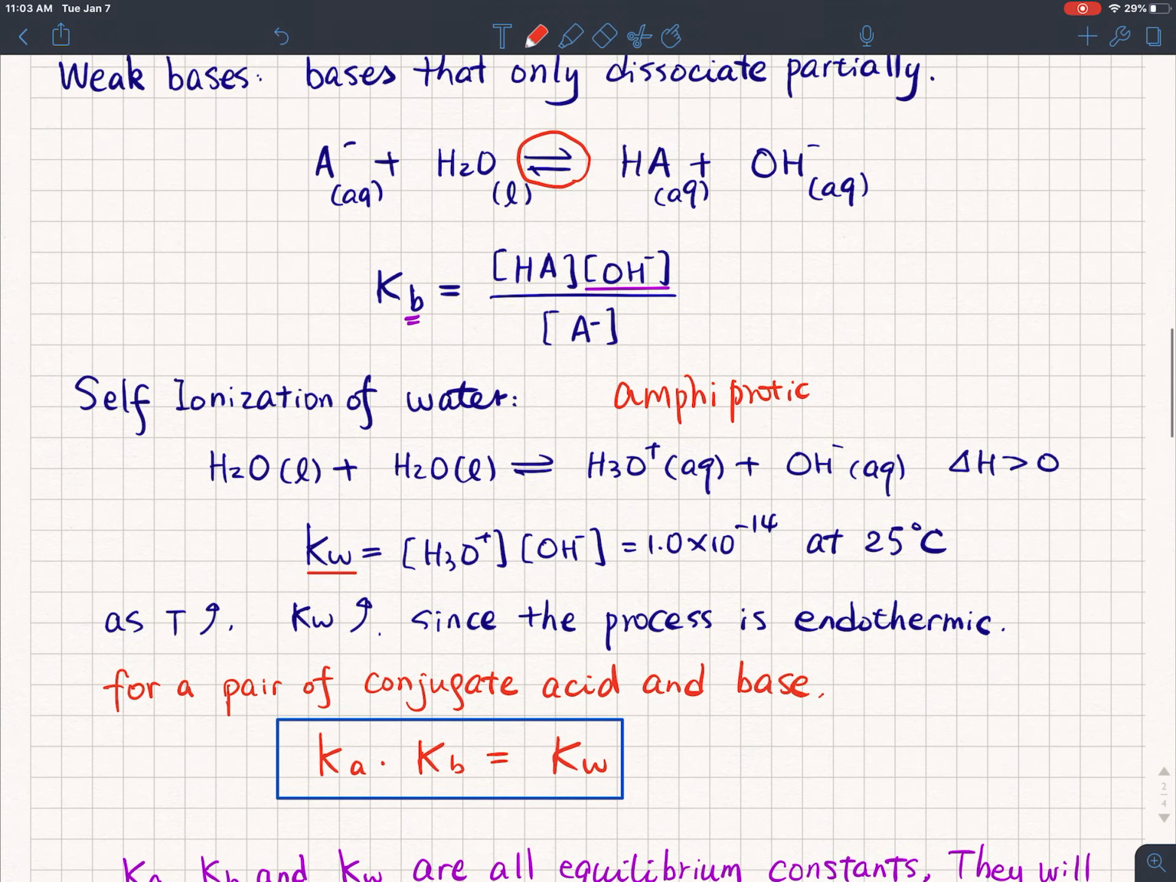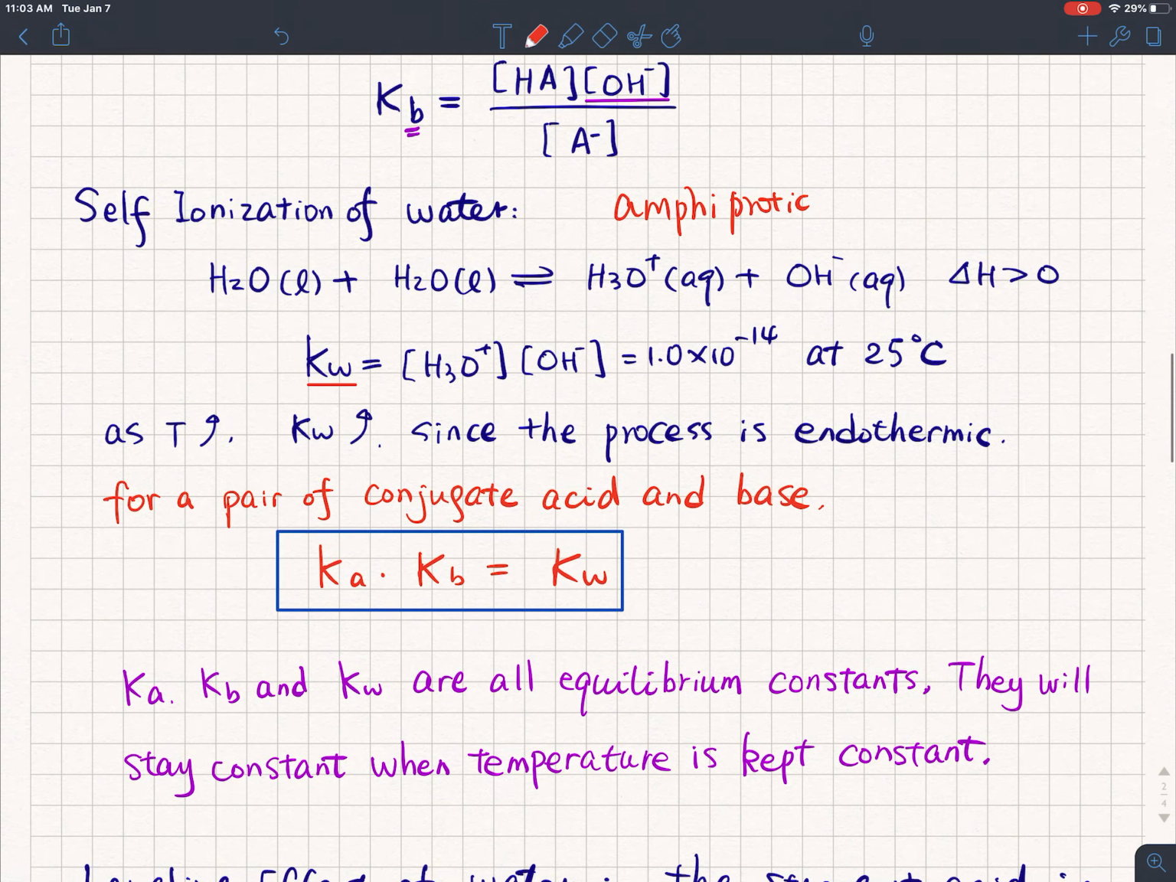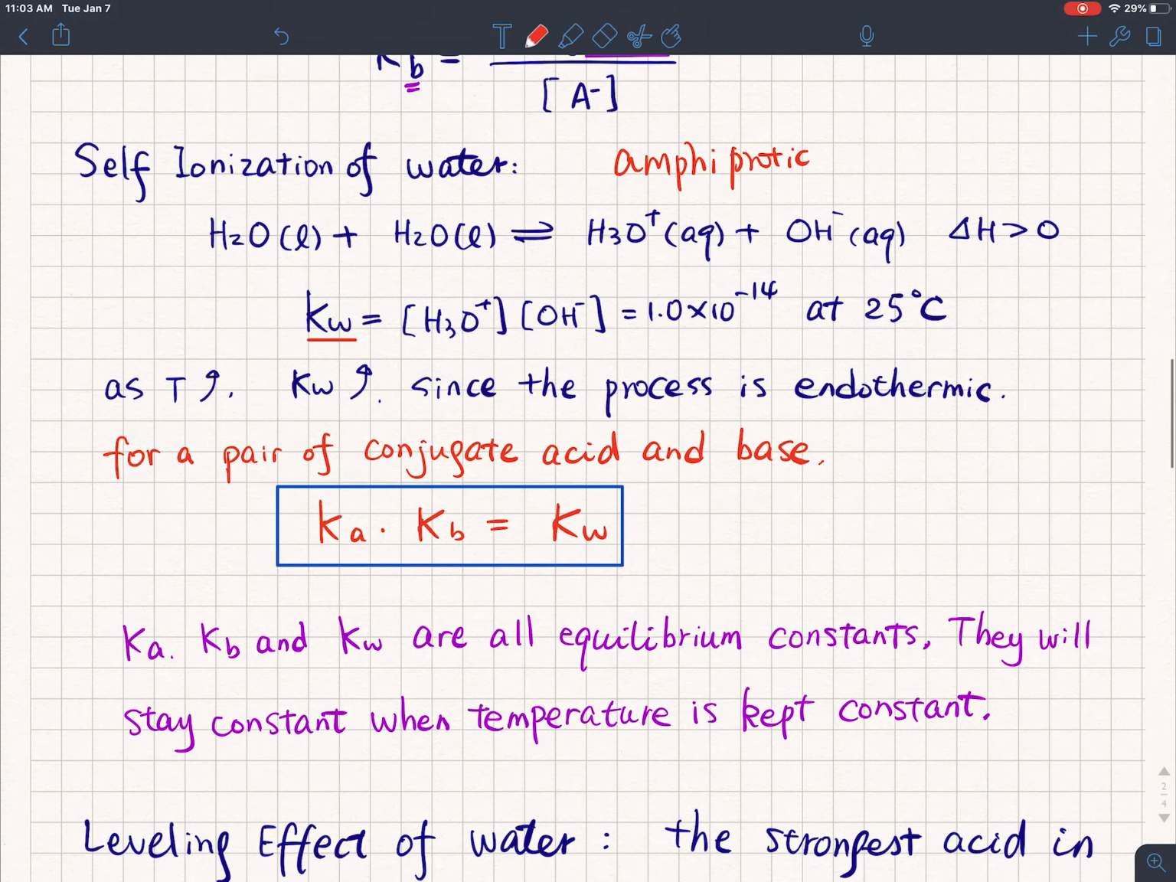Also, if you plug in the Ka and Kb for a pair of conjugates, you would probably be able to figure out that Ka times Kb equals Kw, which means for a pair of conjugate acid and base, the Ka of the conjugate acid times the Kb of the conjugate base should equal Kw.